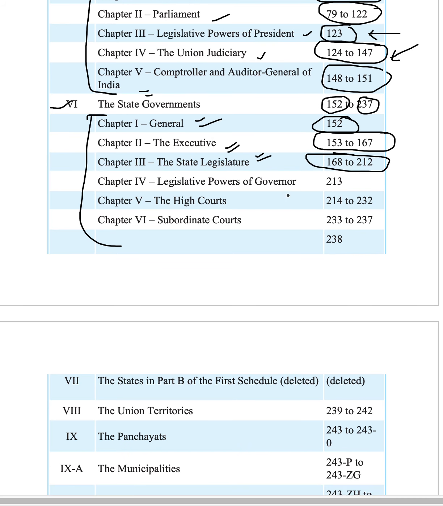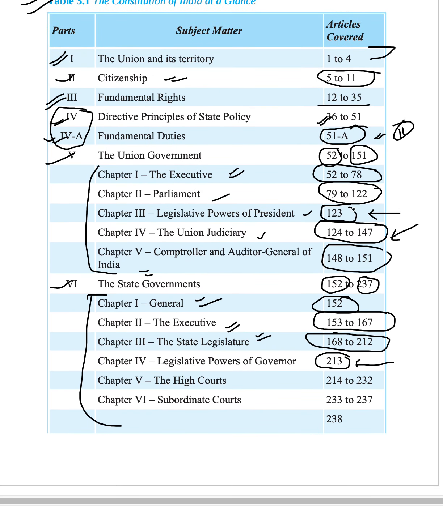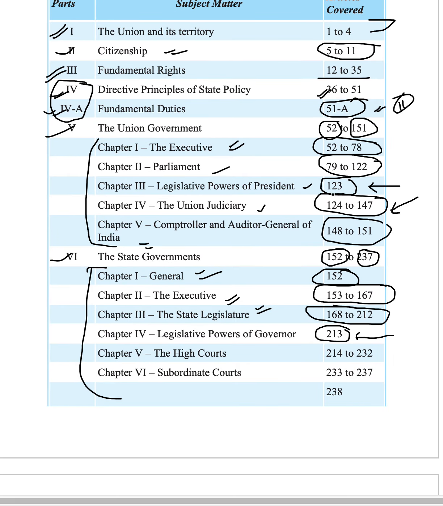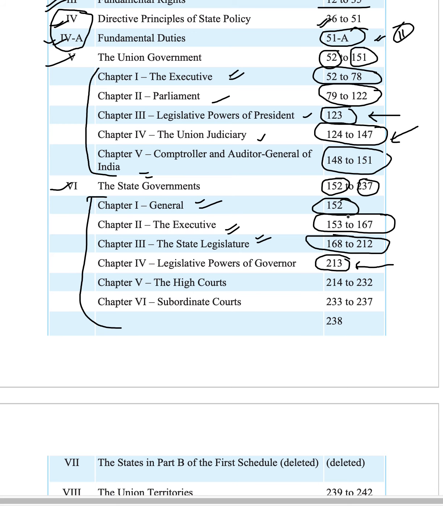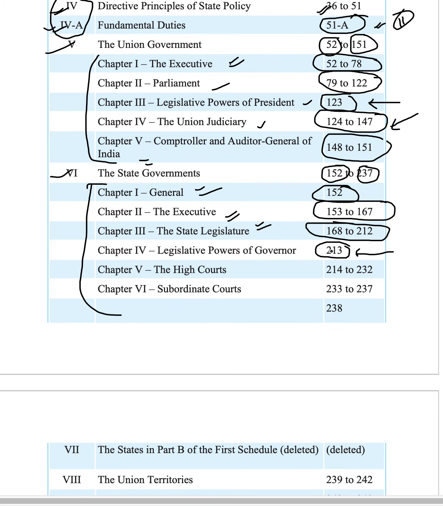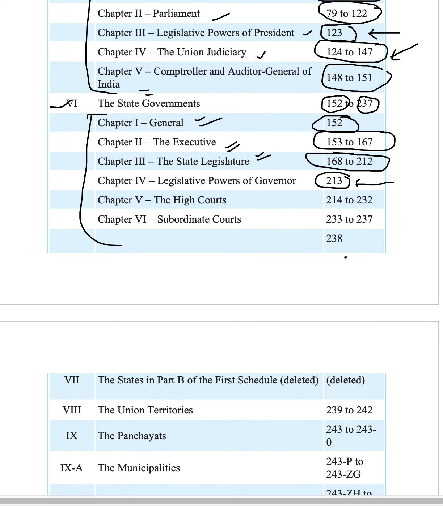Then the legislative powers of the governor are given in Article 213. So this particular legislative power is also ordinance making power. It's same as Article 123. So the president can make ordinances by using this Article 123, whereas the state governors can promulgate ordinances by using Article 213 of the Constitution of India.